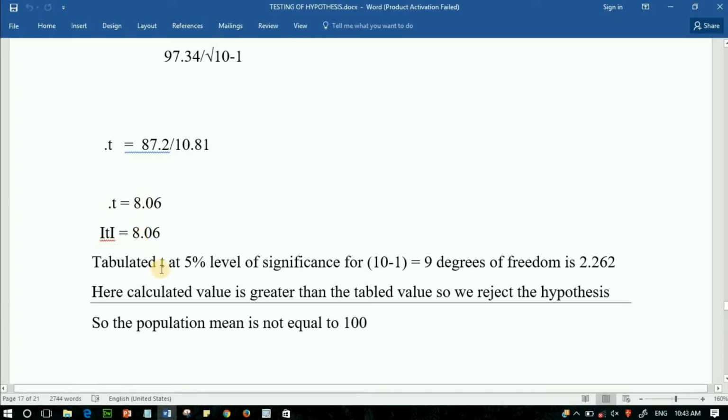The table value of t at 5% level of significance: for looking up the table, you look at the degrees of freedom, that is n minus 1, n is equal to 10, that is 9 degrees of freedom. The answer is 2.262. You can see that the calculated value is greater than the table value, so we reject the null hypothesis. So the population mean is not equal to 100.